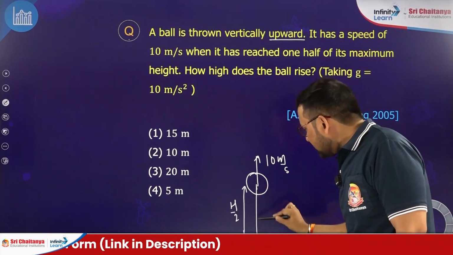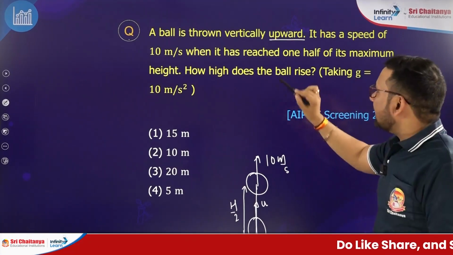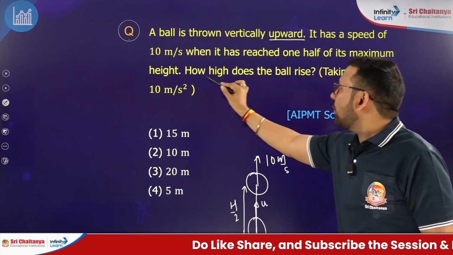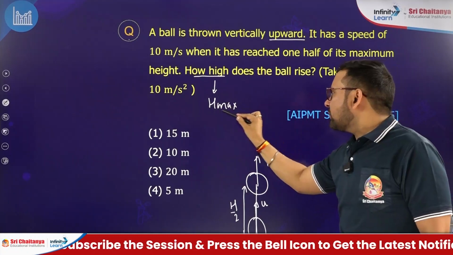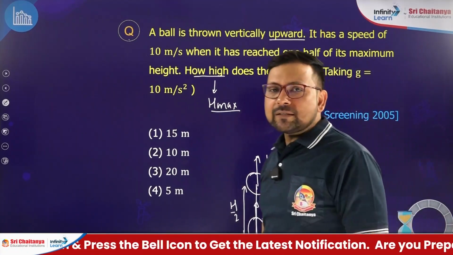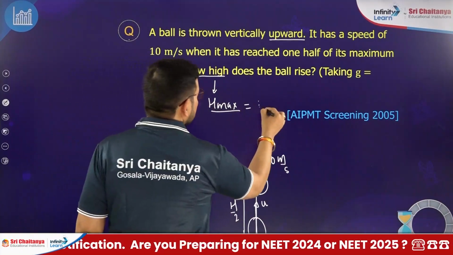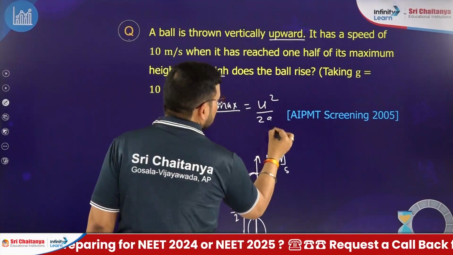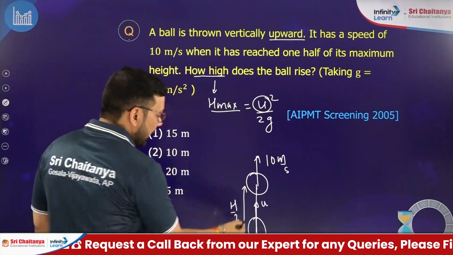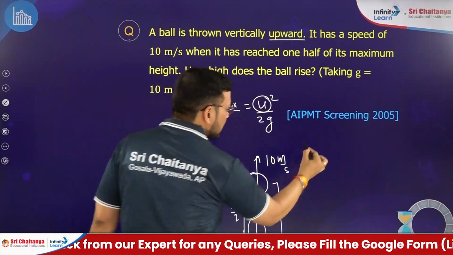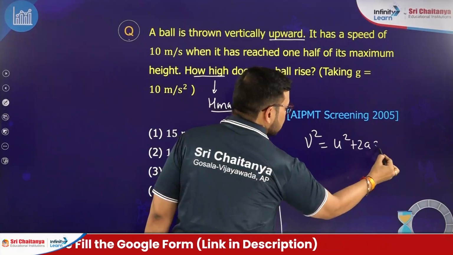Okay. Means the initial speed u is something that we have to find. And then the question is asking how high. How high means the question is asking for the maximum height. Very simple, one formula. The question is just the analysis. What is the formula of maximum height in motion under gravity? u square by 2g. So if we can get u, we can get h max. And this is 1D motion, v square equals u square plus 2as.